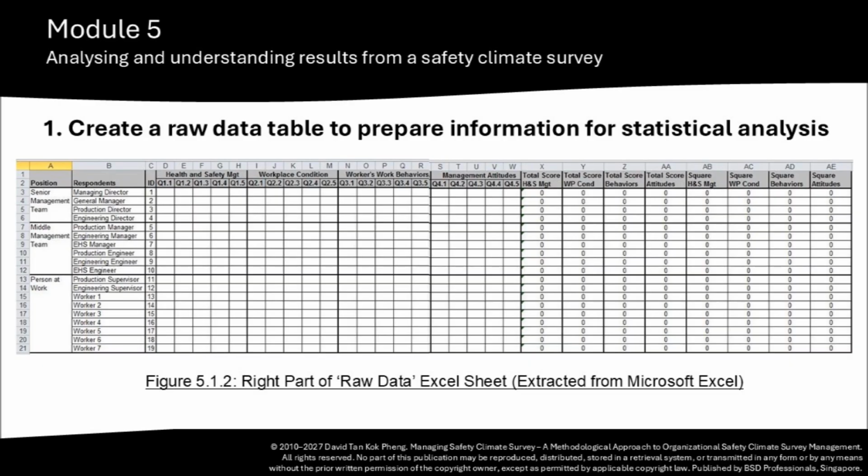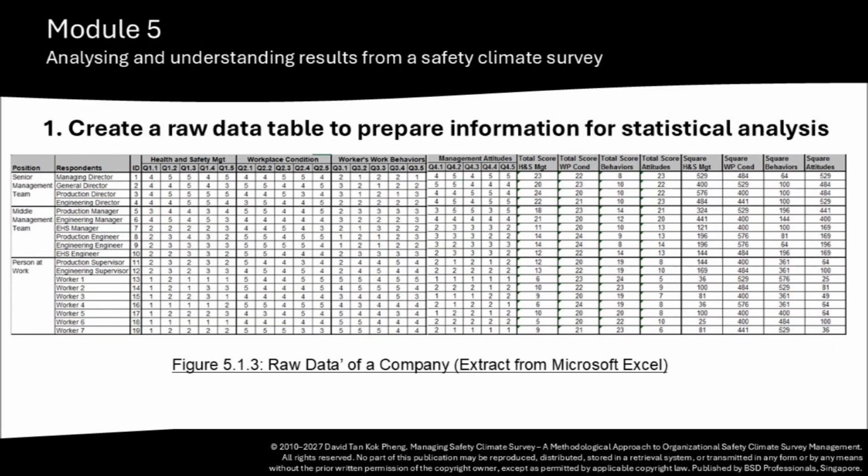In real safety climate surveys, the respondents column should not be included to ensure confidentiality, and only IDs should be used. However, in this e-book, the respondents column is included to make the process easier to understand. At this stage, your raw data Excel sheet should now be fully structured and ready for analysis.